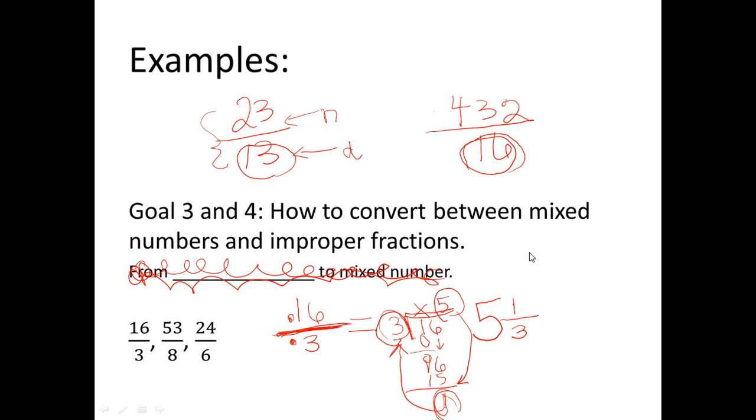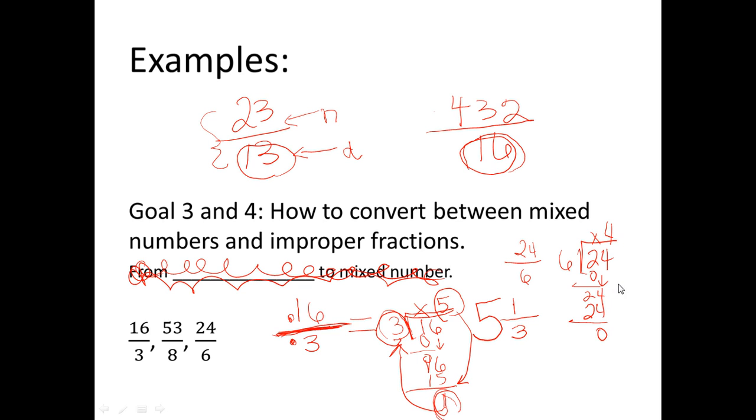We're looking to see how many groups of 6 go into 24. So it's division. All right, 6 doesn't go into 2. How many times does 6 go into 24? 4 even times.